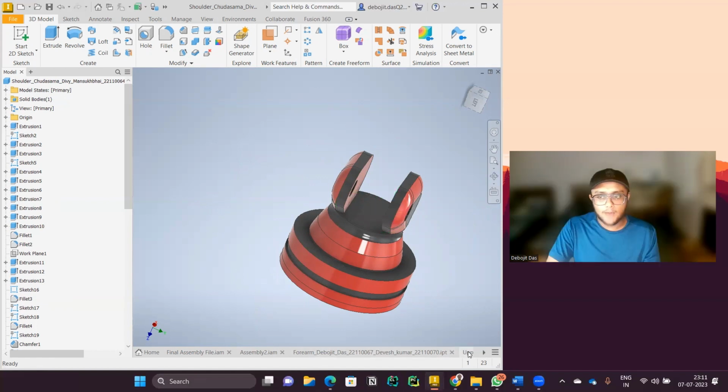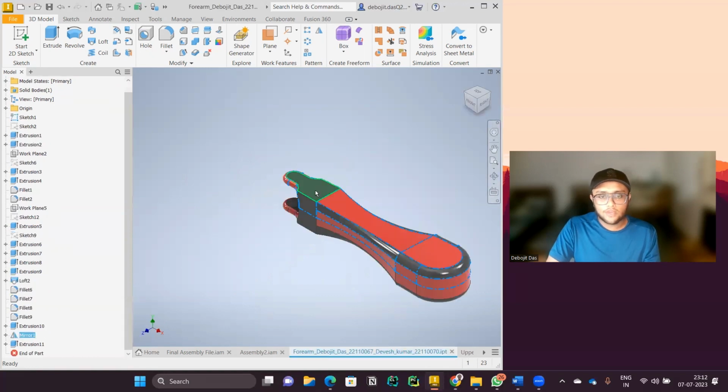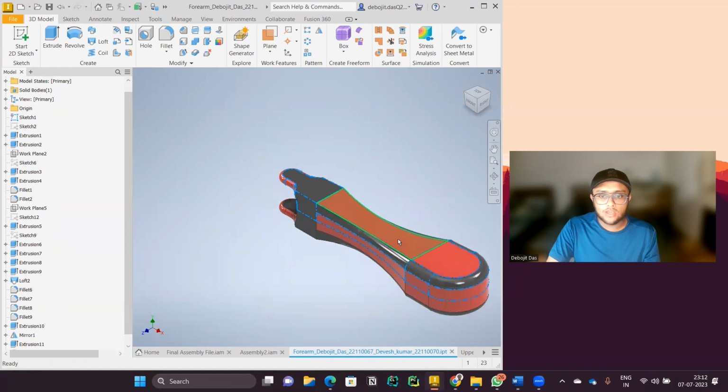Now coming to the upper arm challenges, it took a long time to figure out how we would loft this part, because it was also in two different planes. If you see here, this part is in a totally different plane, and this part is in a very different plane. In the forearm, the challenge was basically in the lofting.